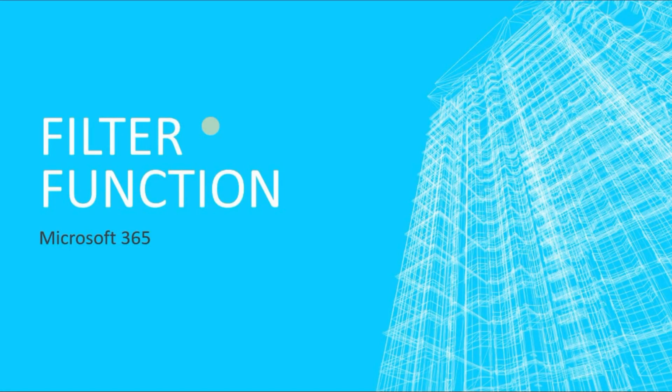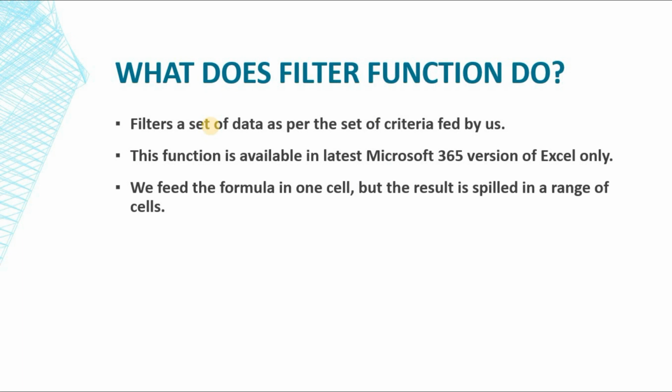In this video we are going to be talking about another new function of Microsoft 365, and this is the FILTER function. The FILTER function is one of the many dynamic array functions of Microsoft 365. This filters a range of data based on the criteria fed by us. As I told you, this function is available in the latest Microsoft 365 version of Excel only, and we feed the formula in one cell, but the result is spilled in a range of cells.